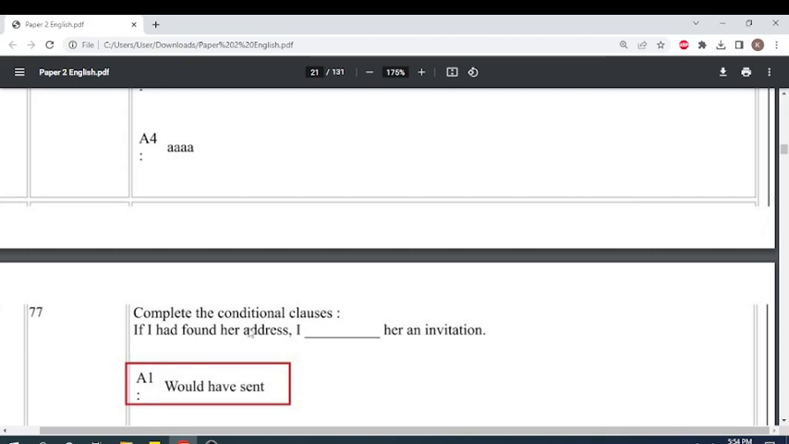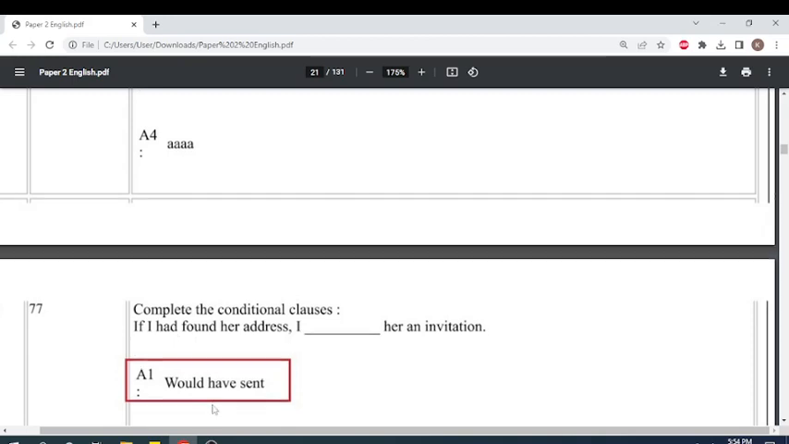77. Complete the conditional clauses. If I had found her address, I dash her an invitation, would have sent.